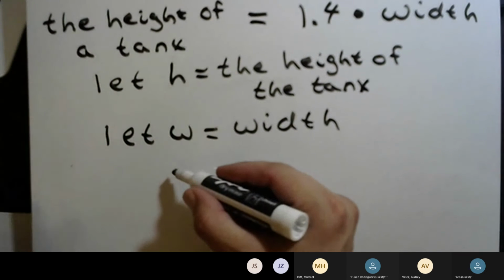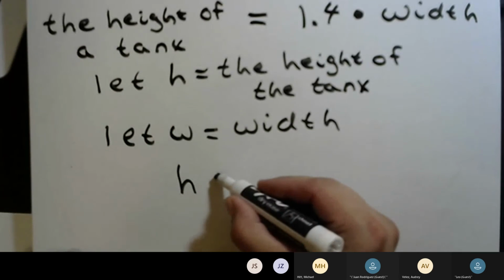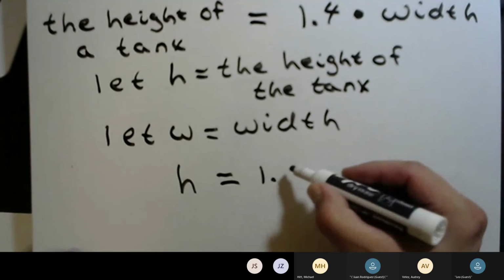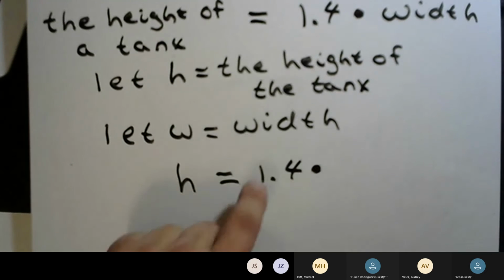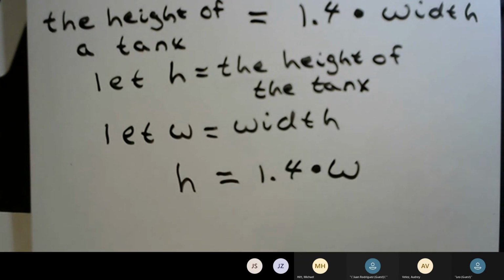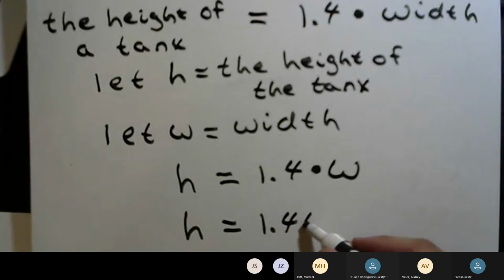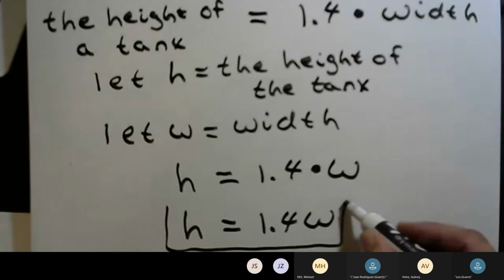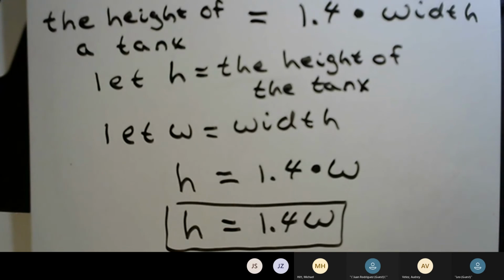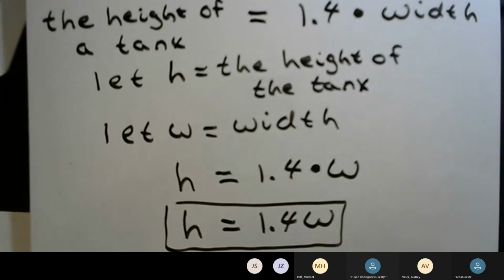So now what we have is the height of the tank, which we're calling h, is 1.4 times, and we're calling width w, 1.4 times w, or h is 1.4 times w. Again, in algebra, we let the multiplication sign become invisible. And that's going to be our answer. Questions about that?